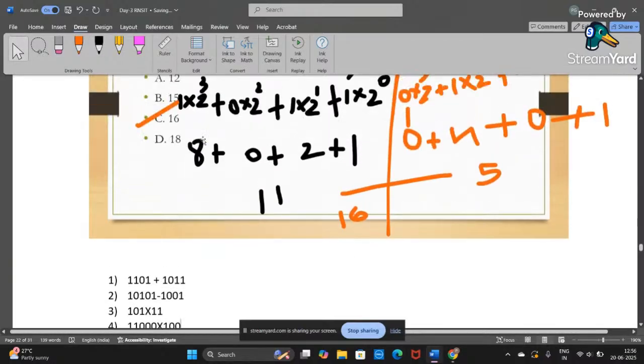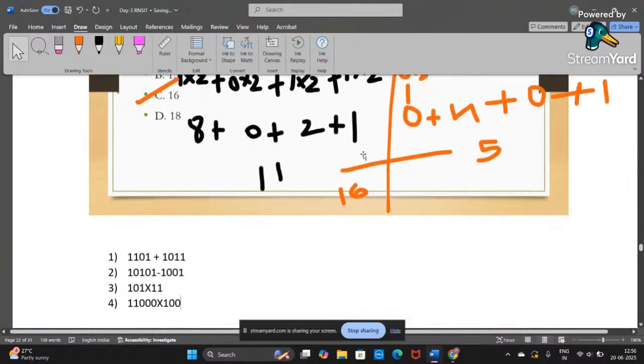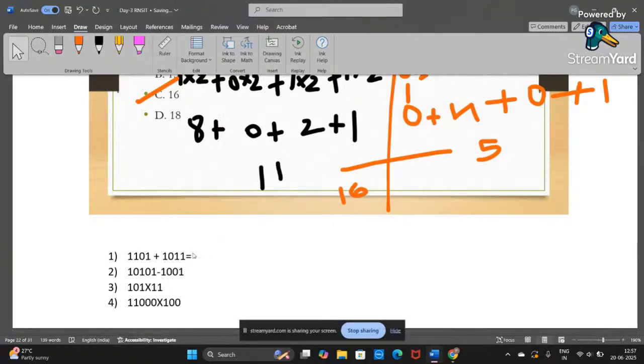If they ask you the question for decimal, this is how we need to find. If not, if they give you like this, you have to do the arithmetic operation. So what is the answer for this? 11011011.